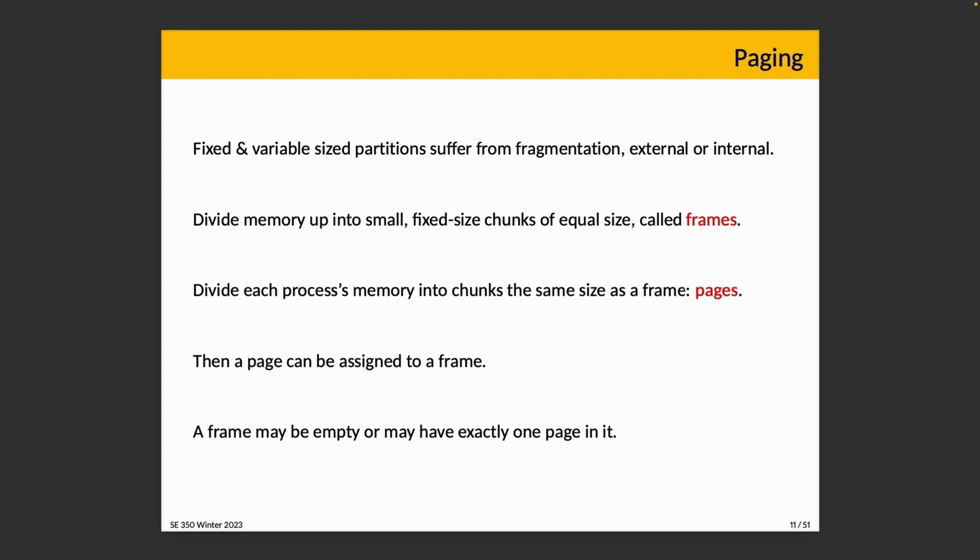Our new strategy is to divide up memory into fixed size chunks of equal size, and those are referred to as frames. And we'll divide the memory of each process into chunks of the same size as the frames, and those are pages. So any page can be assigned a frame, and a frame representing the physical memory could be empty, has nothing allocated in it right now, or it may have exactly one page in it.